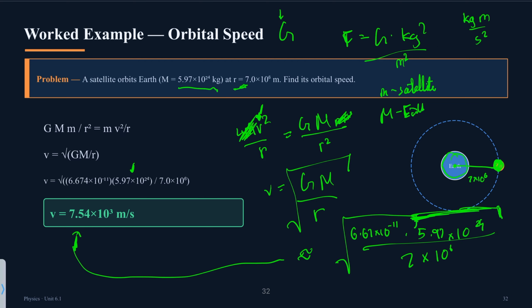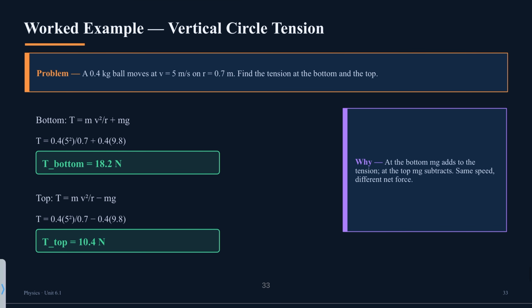Yeah, let's keep going. So now let's look at a vertical circle. It's going like that. It doesn't look like a circle from the way I drew it, but it is a circle. And this circle has a 0.4 kg ball, a mass of 0.4 kg, a velocity of 5 meters per second. That's just the speed here; velocity keeps changing because it has a different direction. And a radius of 0.7 meters. That's the string length, the length of the string is the radius.